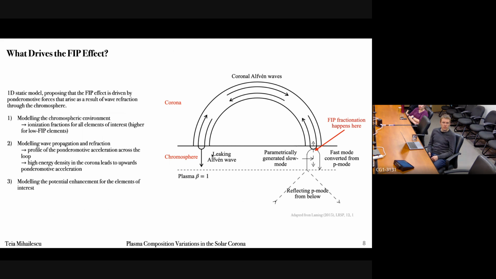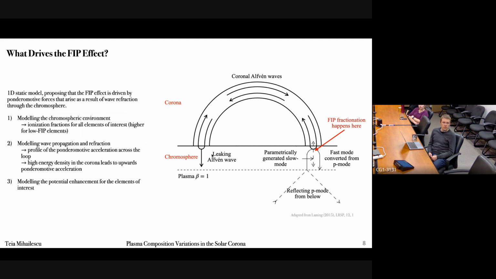So in the chromosphere, the population of low FIP elements will be mostly ionized, whereas the population of high FIP elements will be ionized to a lower degree. That means more of the low FIP elements will experience this additional upwards acceleration, and this results in the overabundance we measure at transition region level and into the corona. There are three main parts to simulating the fractionation process using the ponderomotive force model. The first one is modeling the chromospheric environment.